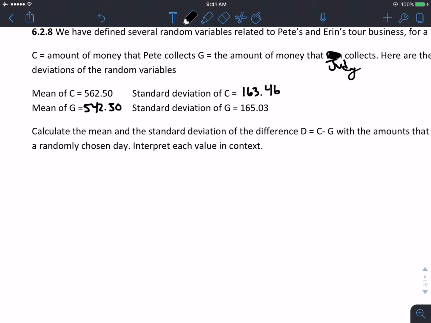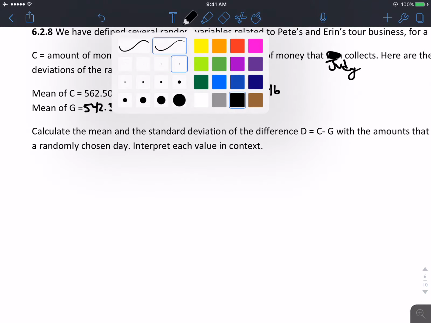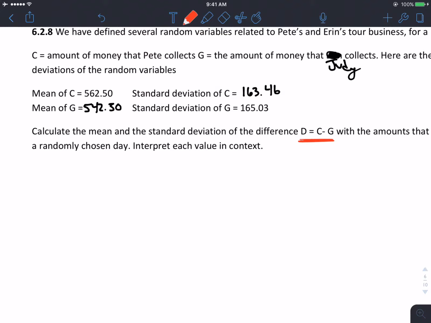We're back on the Pete and Judy business, and we get the mean of C. That's how much Pete is pulling in per day, and the mean of G. That's how much Judy's pulling in a day. What they're asking us to do is find the difference and calculate the new expected value, the new standard deviation and variance. Well, with the mean, we're looking for the new mean here. And that's going to be real easy because we're going to go ahead and just subtract them.